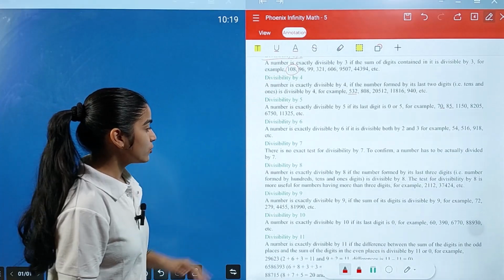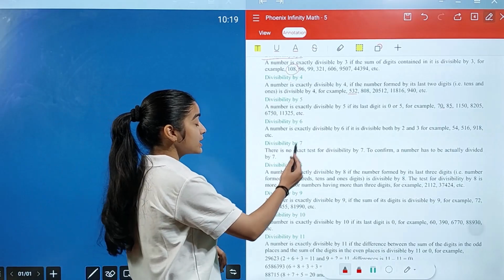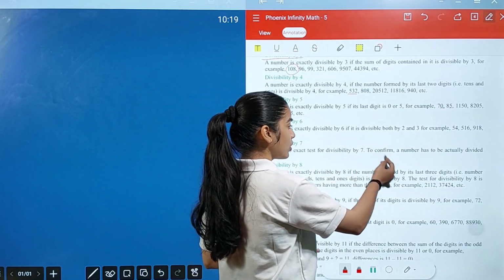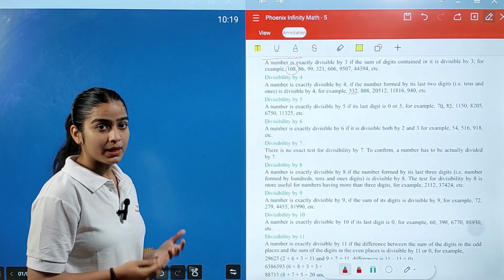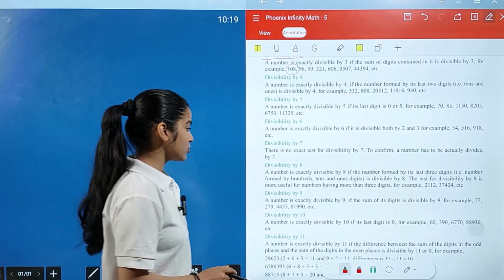Now we move forward to divisibility by 7. There is no exact test for divisibility by 7. To confirm, a number has to be actually divided by 7. So for divisibility by 7, we have no procedure.